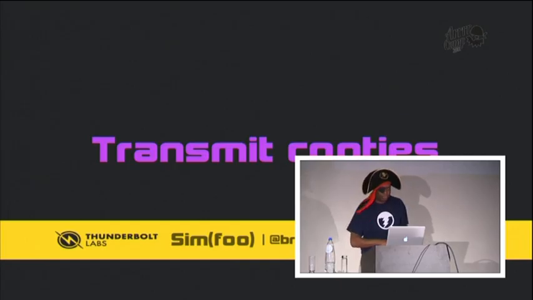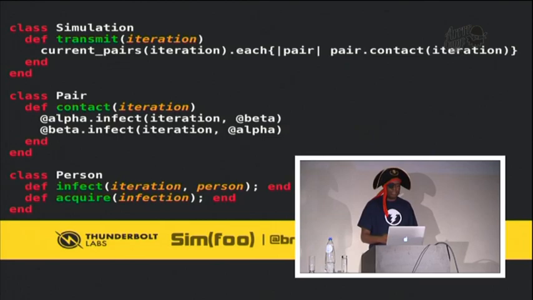And the next thing we do is we transmit cooties. And once again, this is a very, very simple calculation. So what we do now is when we say we want to transmit, we just go to each person. I call them alpha and beta in a pair because I can't think of a better name. And I just say, hey, you transmit this way, and hey, you transmit that way. And if someone has something, they share.